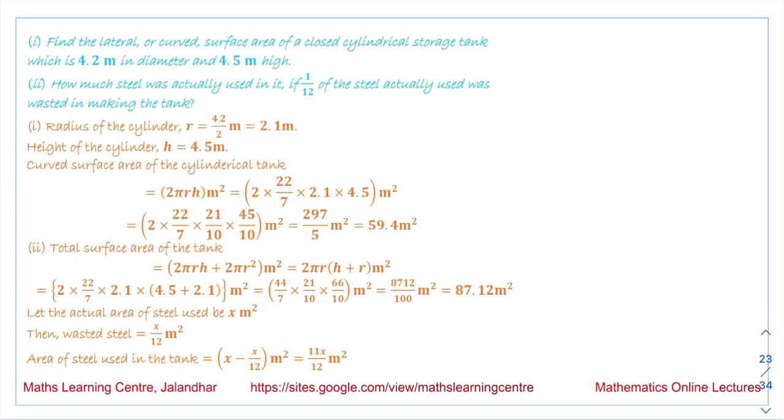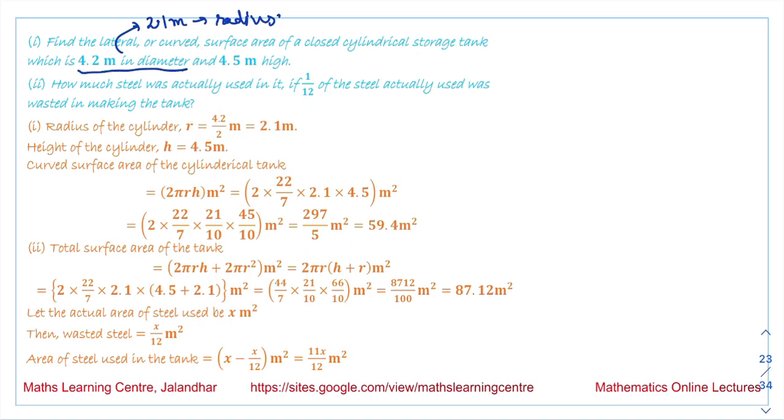Now we have to find the lateral and curved surface area of a closed cylindrical storage tank which is 4.2 meter in diameter and 4.5 meter high. So 4.2 meter in diameter means we are talking about 2.1 meter radius.